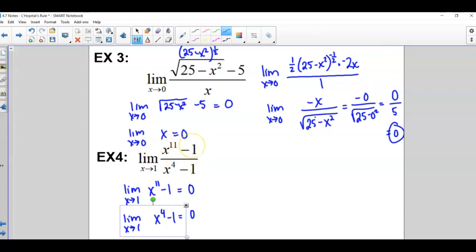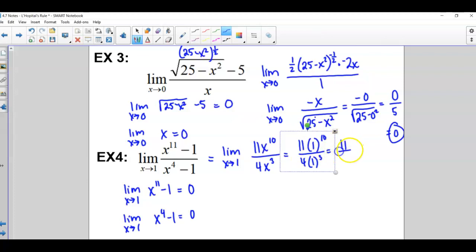So we cannot take the limit of this, knowing what we know. But we could use L'Hopital's rule, so limit as x approaches 1 of 11x to the 10th over 4x to the 3rd. If we take the derivative of the top and the bottom, now we could plug in our 1, so we'd have 11 times 1 to the 10th over 4 times 1 to the 3rd, and we would end up with 11/4 for our answer there.